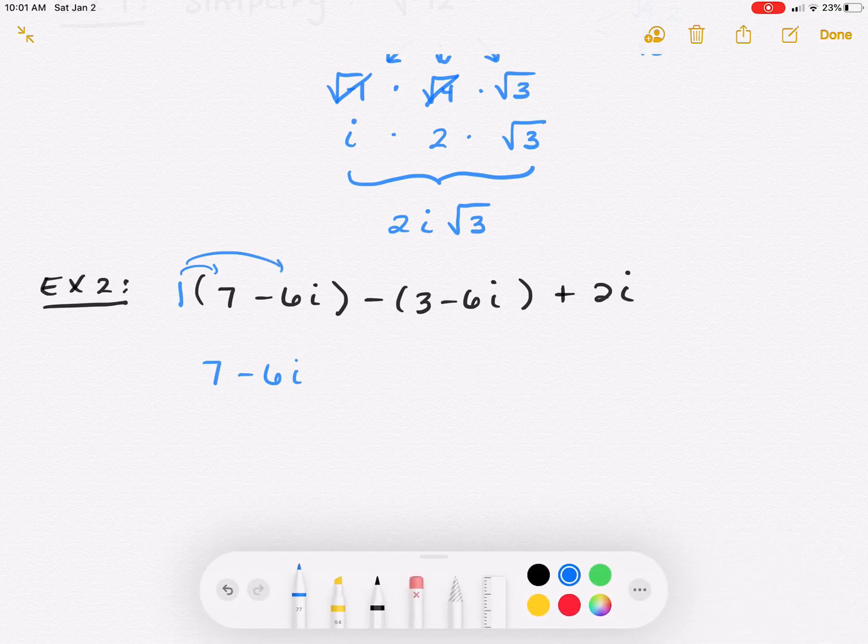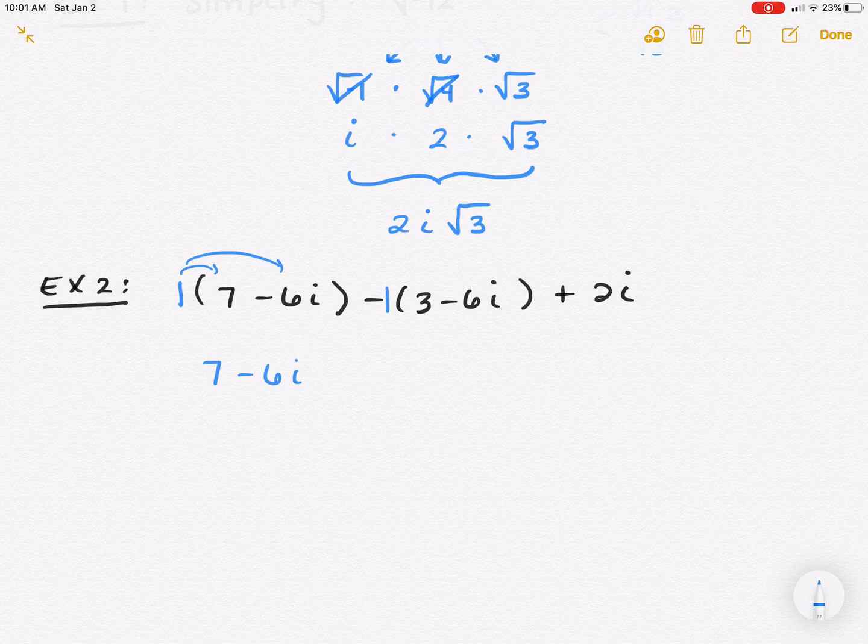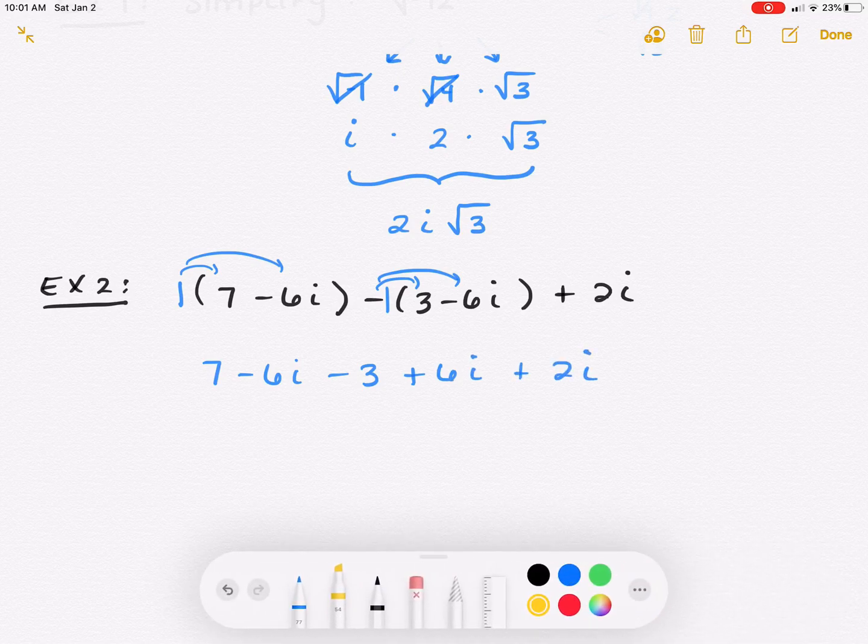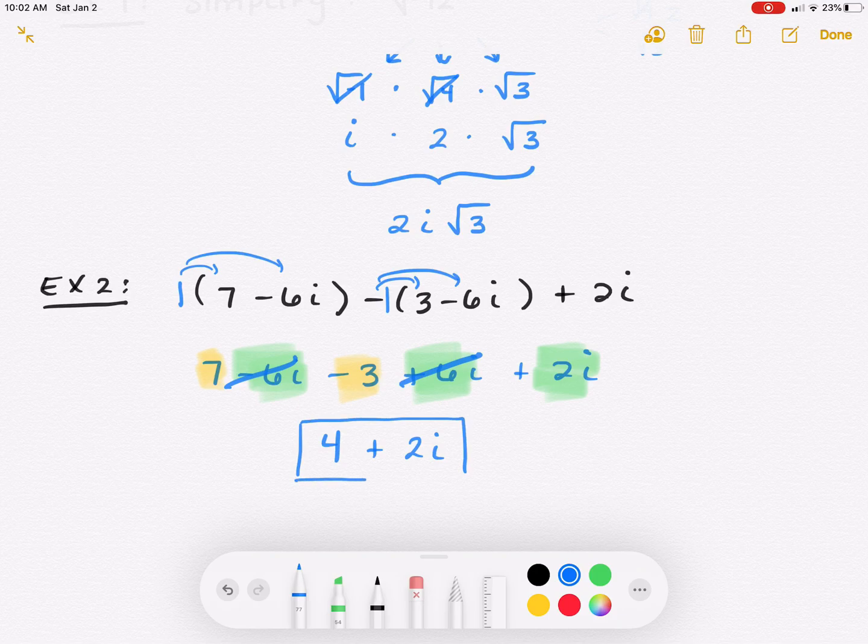And this is like having a -1 in front, so we're going to have -3 and then we're going to add 6i once we distribute that -1. Okay, and so what we can do is combine like terms, and add all of our real parts. 7 and -3 make a real number 4. And then we can take all of our imaginary parts. We've got -6i plus 6i plus 2i. Well, -6i and positive 6i will cancel, and we have 4 plus 2i. And we're going to leave it just like this.